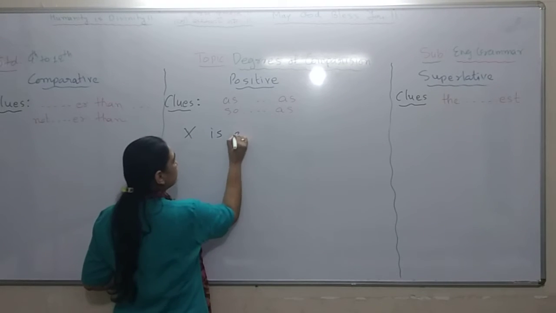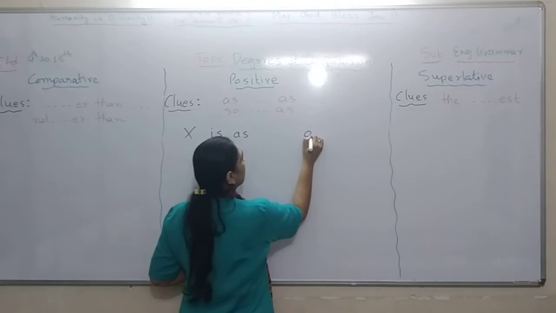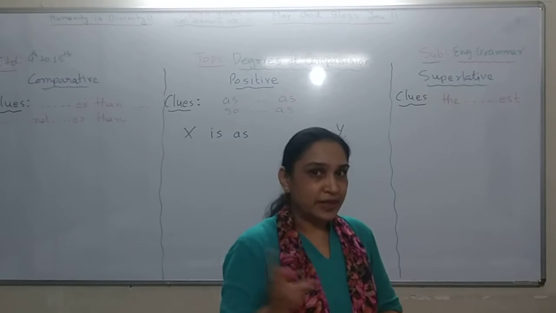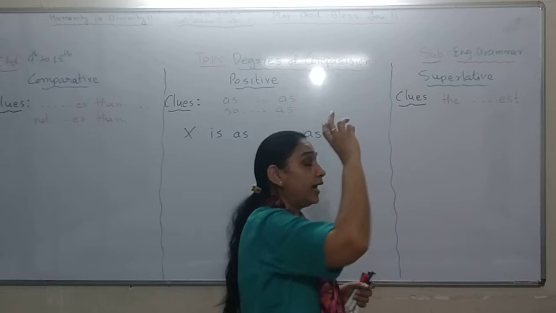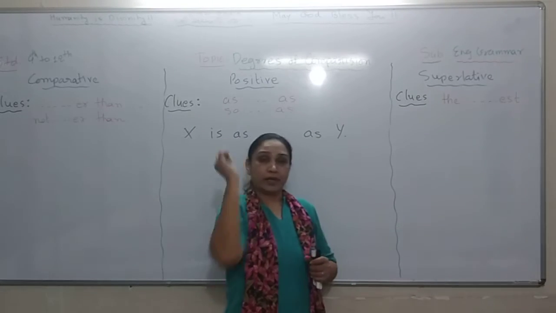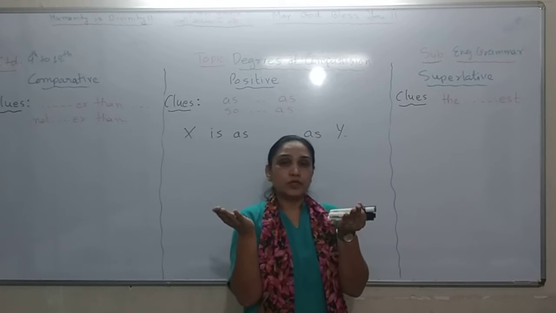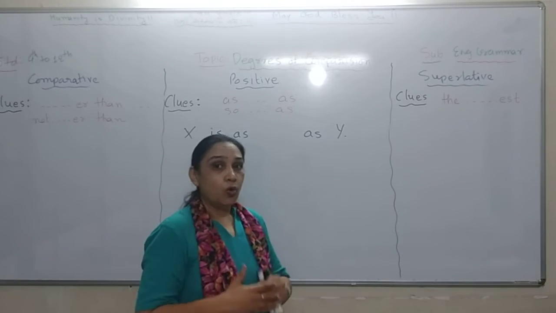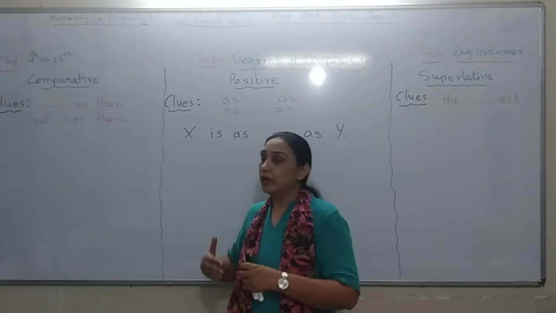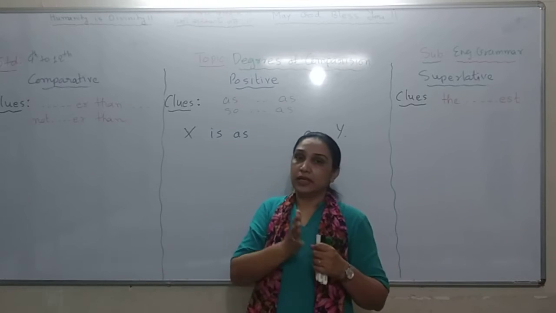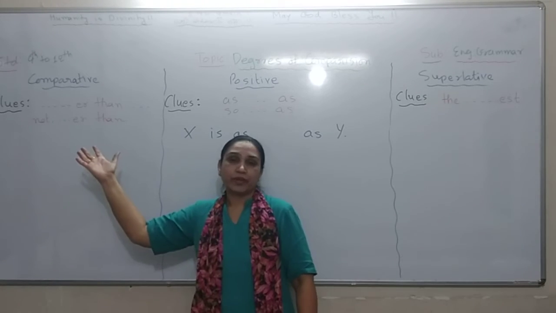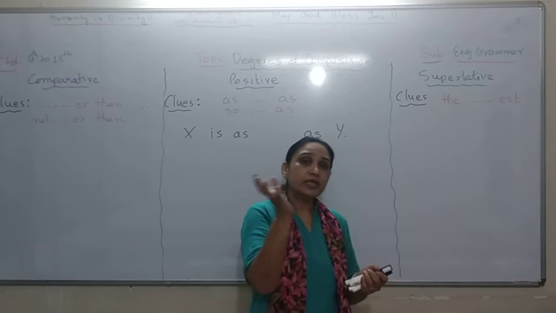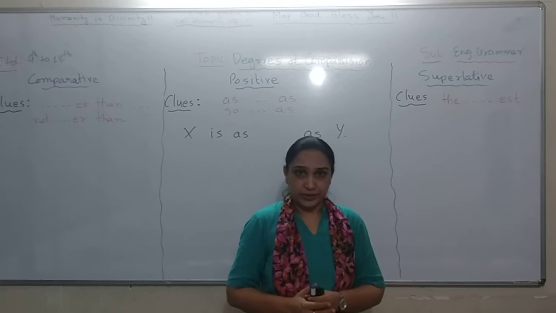X is as dash as Y. See, there are three types of degrees and they are positive, comparative and superlative. When we want to show equality between them, then we will go for positive degree. When we want to show something is more and something less in their quality, we will go for comparative. And when we want to show the superiority in their adjectives, we will go for superlative.